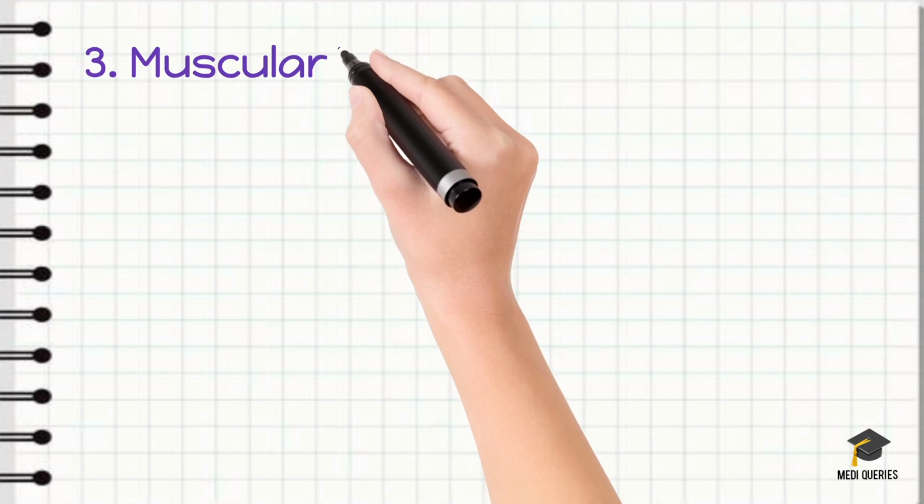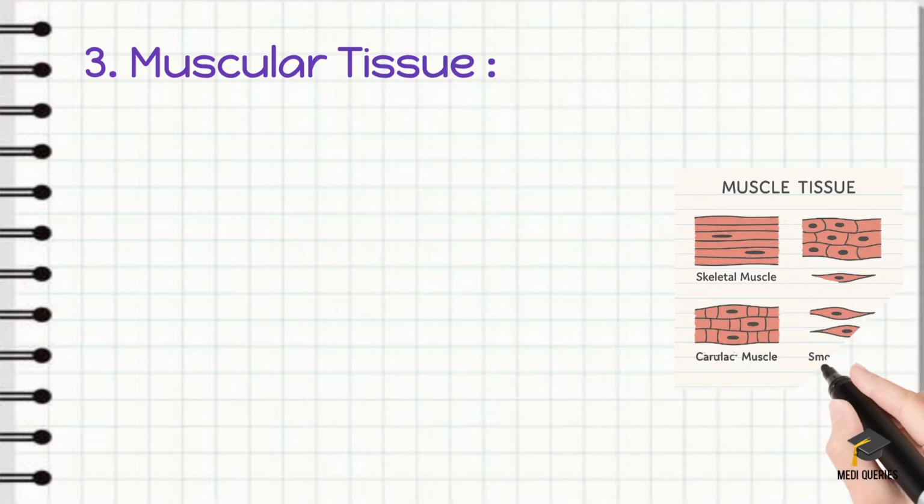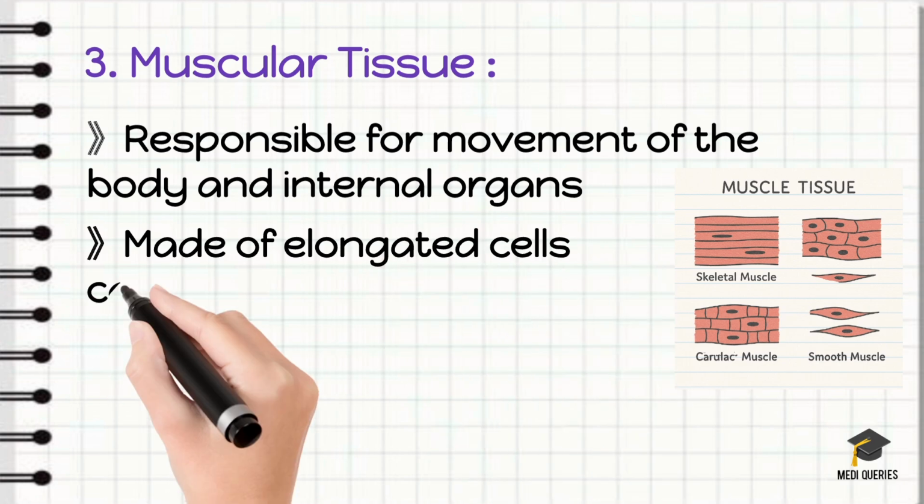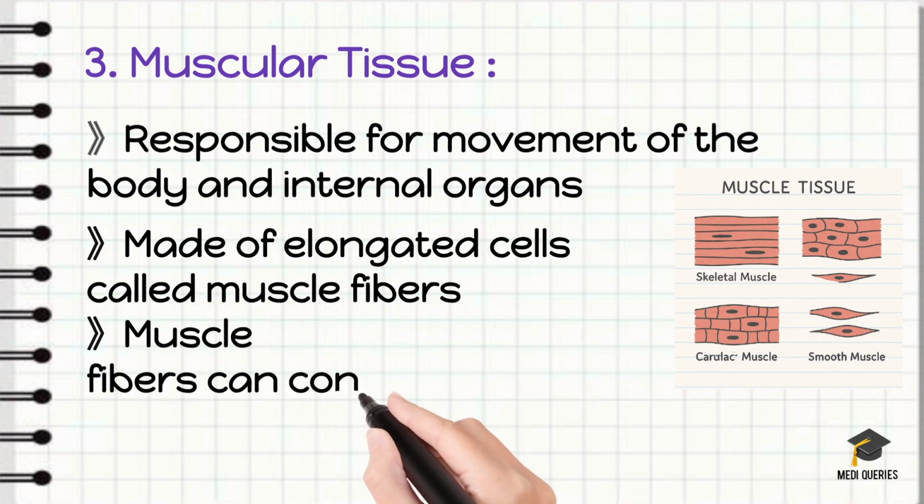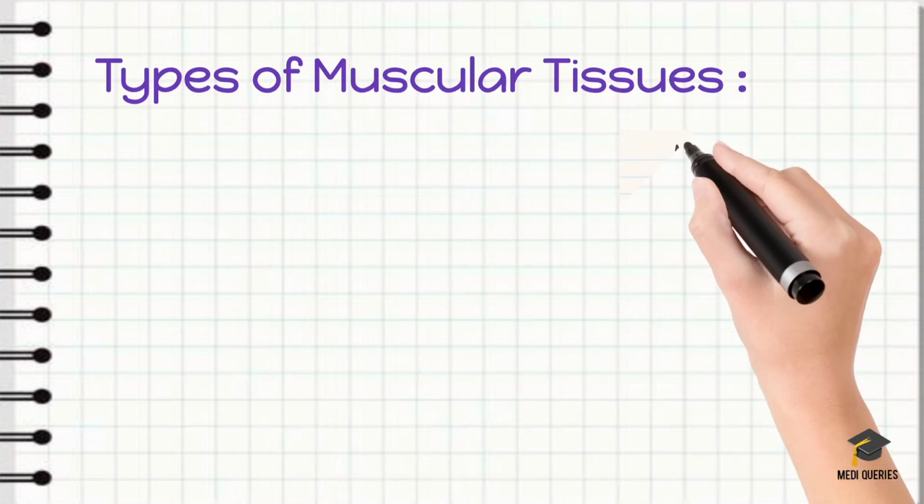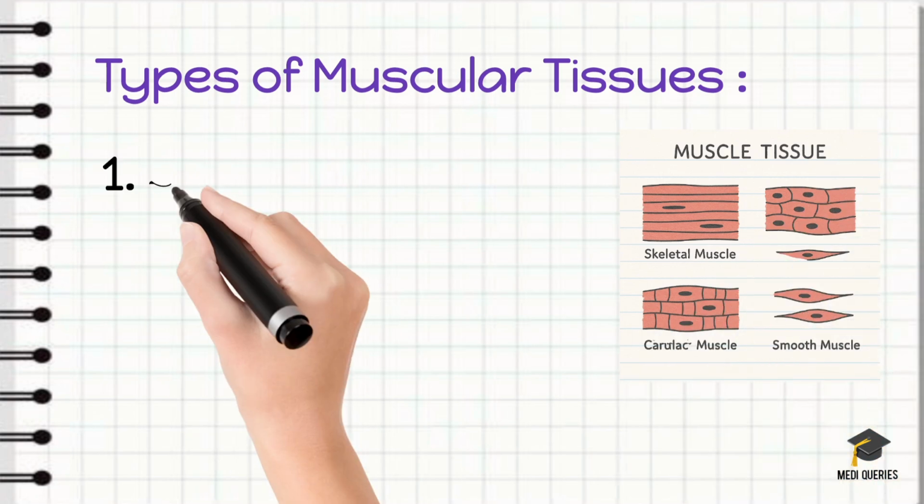And next one is the muscular tissues. So what is the function of this muscular tissue? It is mainly responsible for movements of the body and the internal organs. Okay, it is made up of elongated cells called muscle fibers, and muscle fibers undergo contraction and relaxation processes. As it is a muscle, there will definitely be contracting and relaxing processes, that is a certain sort of movement for the muscles.